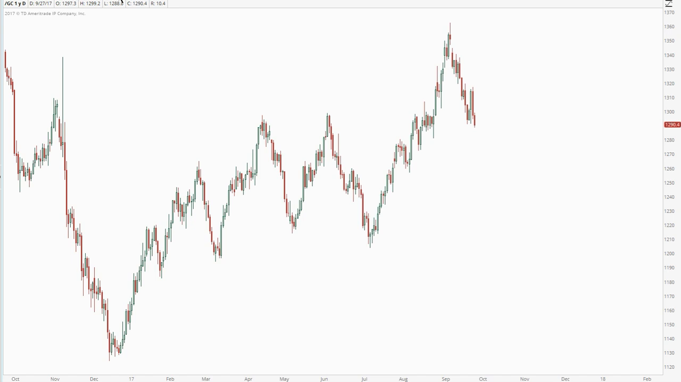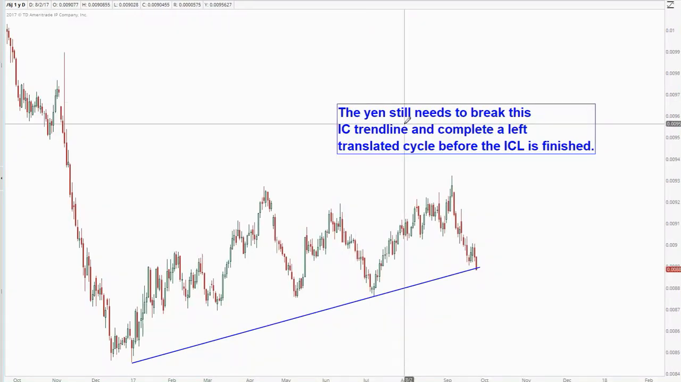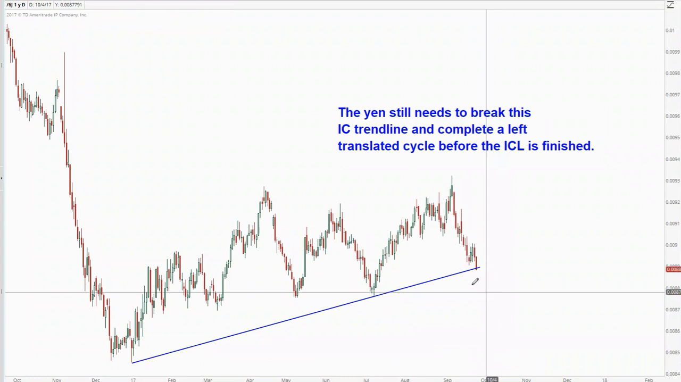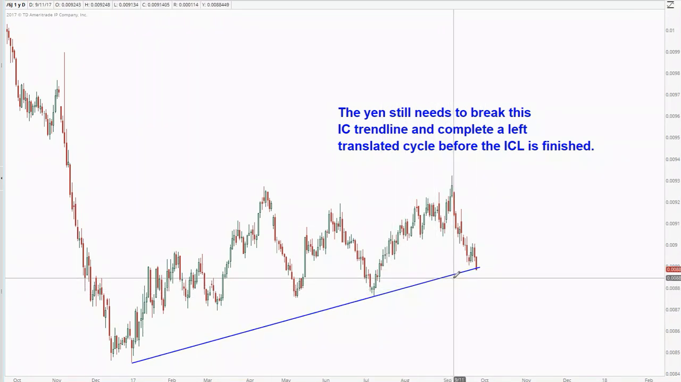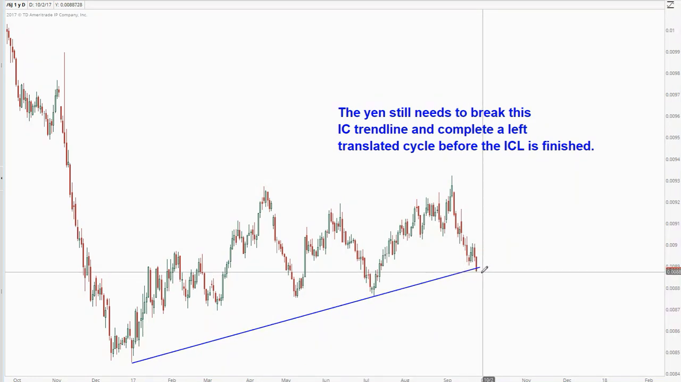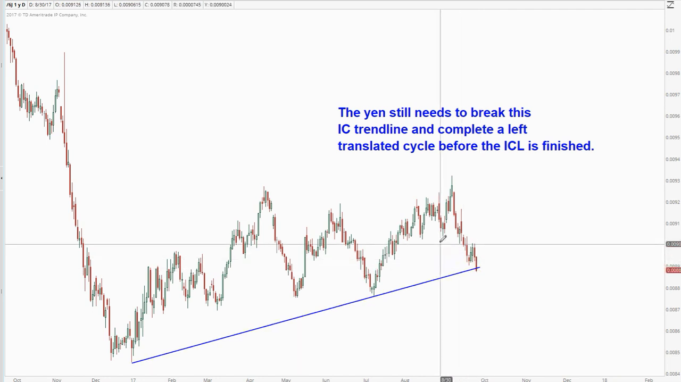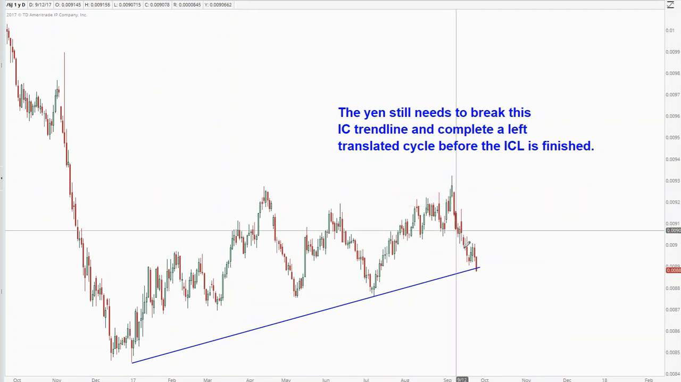And let me show you the yen before I sign off here. You remember I showed you this chart the other day, this intermediate trend line, and I noted that the yen would have to at least break this trend line. It's doing so this morning, but this is not done yet, because this was the final daily cycle low. So you can see we're in a left translated cycle.